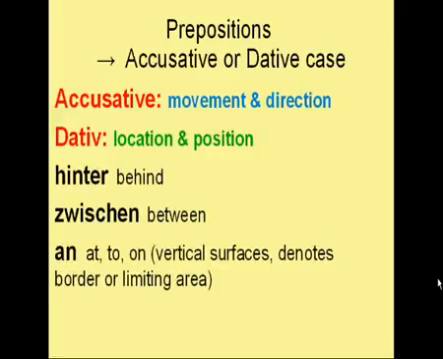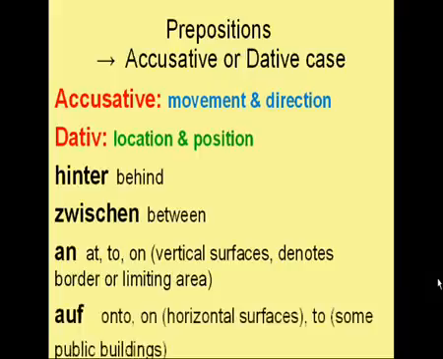An, which means at, to, or on. Concerning vertical surfaces, it denotes border or limiting area. Auf, which means onto or on, when you're talking about horizontal surfaces. Or to, when you're talking about some public buildings.